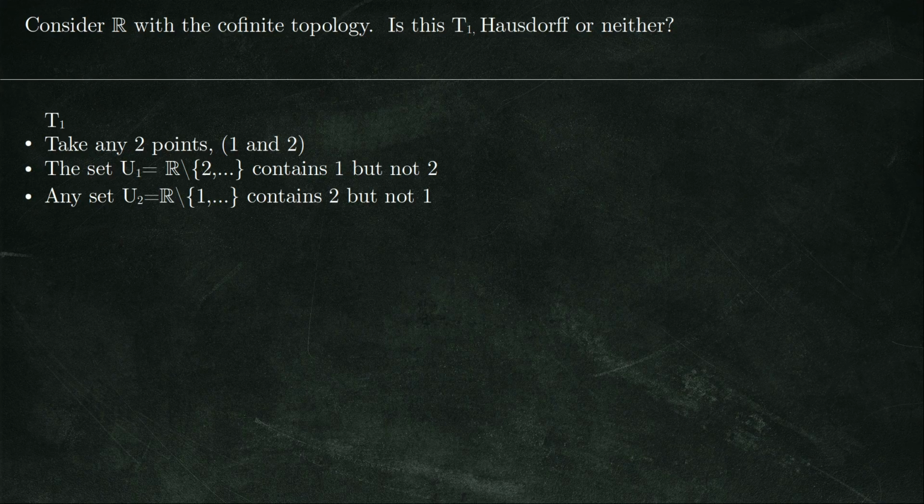So this has shown it's T1. We still need to show it's not Hausdorff. We can do this by saying these sets U1 and U2 do intersect. No matter which points we pick for those ellipses, because there's only a finite number of them, U1 and U2 will always intersect.